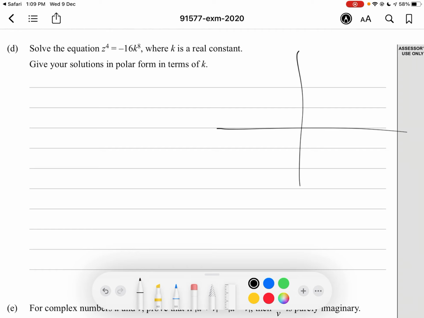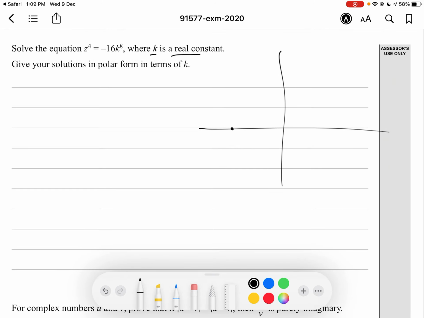So first things first, just draw a rough sketch, it doesn't have to look pretty. We know k is a real constant. Since k is a real constant, any constant to an even power is going to be positive. k to the power of 8 is positive, so negative 16k to the power of 8 must be negative. Since this is completely real, there's no i, it has to be on the negative side of the real axis. So our z to the power 4 will be located somewhere here. That's our z to the power 4 equals negative 16k to the power of 8.